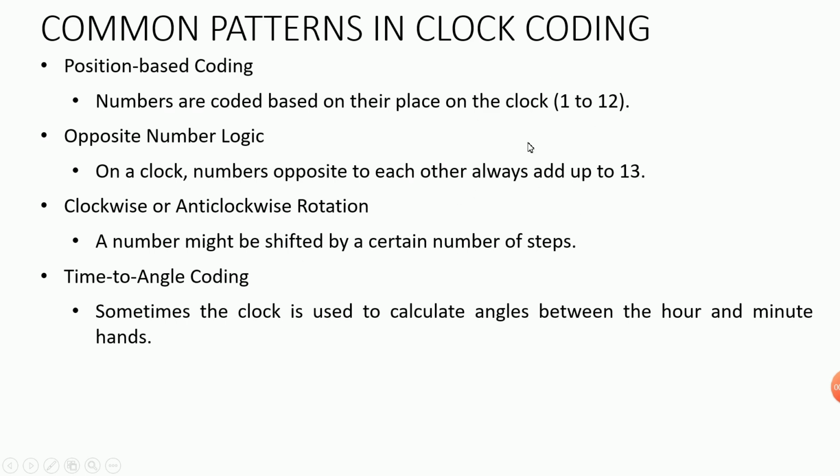Next, time to angle. In the clock, there would be a time, no? So 6 o'clock or 3 o'clock, whatever. Based on the minute and hour hands, what angle they form, that kind of coding is also there. For each thing you can assign a pattern and form a coding through clocks. So these are the common patterns in clock coding.